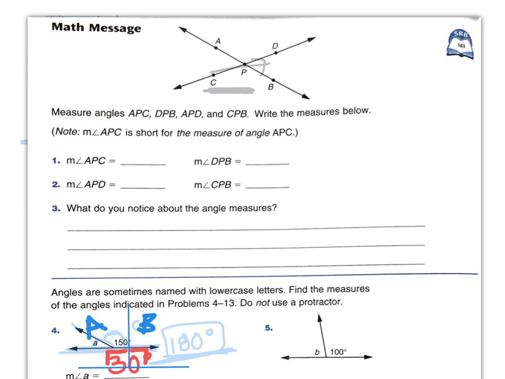Now keep in mind what we've learned. We see two straight lines intersecting, so you do have some sets of opposite angles here. So if you measure one side, you should be able to find the measure of the opposite angle, or the vertical angle. Now that means for number 3, you're a little bit ahead of the game. What do you notice about the angle measures? You are going to notice that vertical angles, like this one and this one, are going to have the same measure, same degree measure. So make sure that you write that down in a complete sentence.